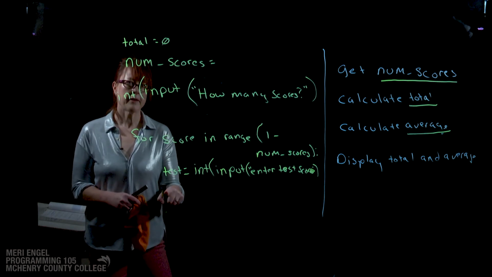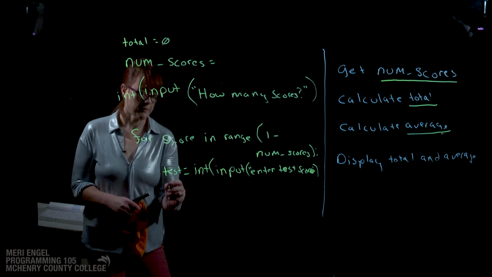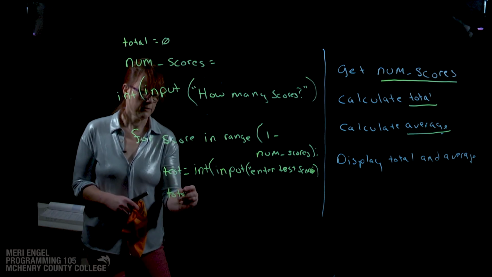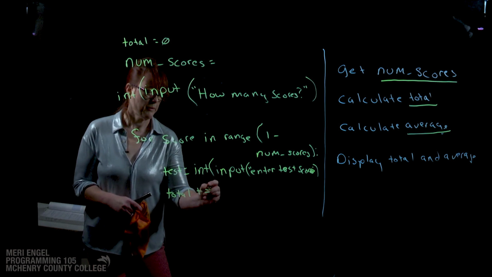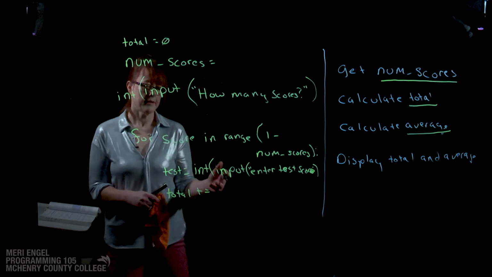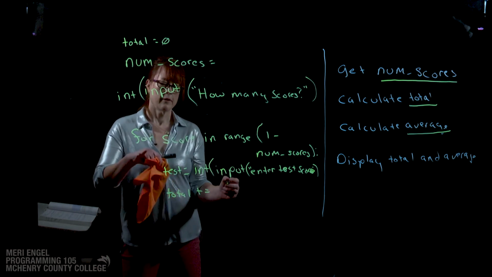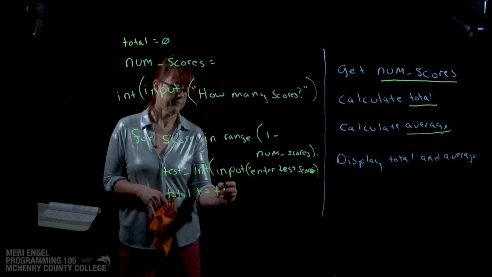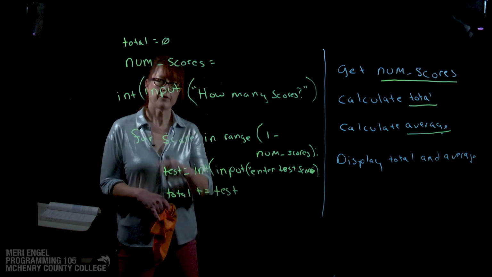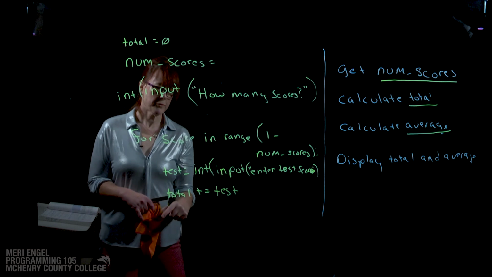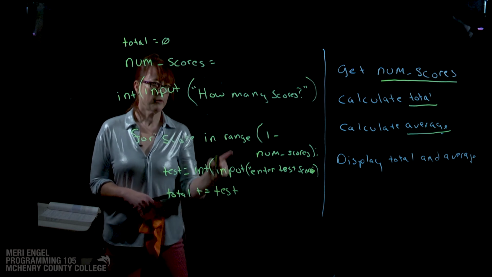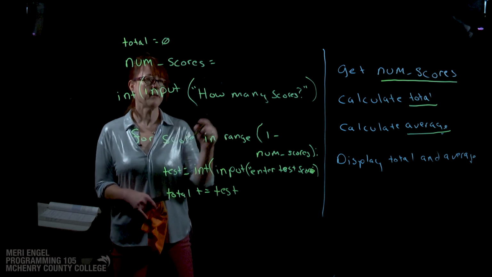And then after that, we will accumulate it to the total. So we'll do total plus equals test, which is the same as saying total equals itself plus test. And so the value of total will change as we go through. And this will keep going until we hit the end of however many scores they put in.